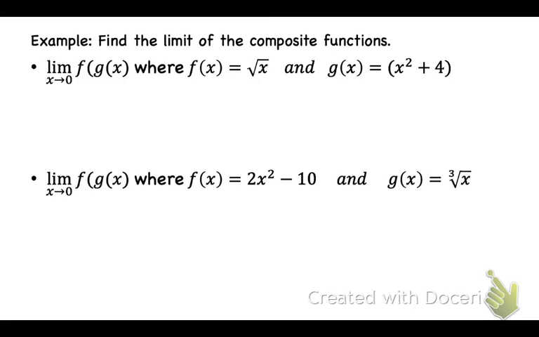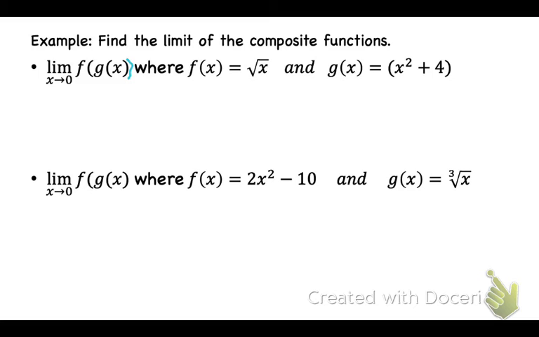So I have the limit of f of g of x, where f of x is the square root of x, and g of x is x squared plus 4. So this is missing a parenthesis. You guys notice that? Right here? Oh, yeah, I did.